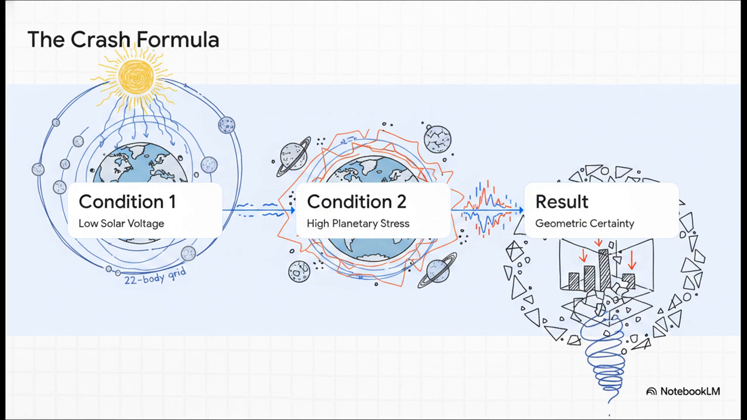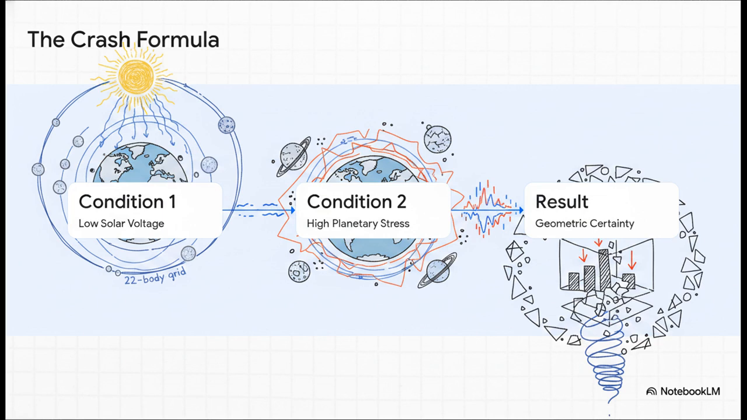Step 1, the Tier 3 geomagnetic engine experiences low solar voltage, triggering that drop in human electrical current. Step 2, this admatose freeze coincides perfectly with high planetary stress on the Tier 1 algebraic sum. When those two specific layers, a failing power source and a highly stressed architectural grid, align, the text states it leads to Step 3, a geometric certainty.